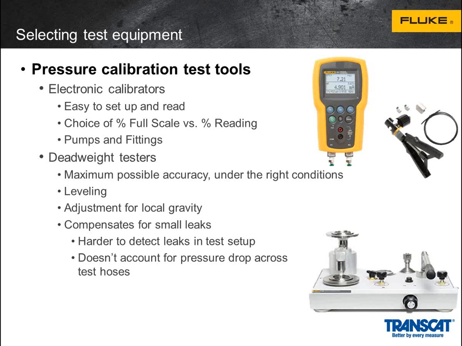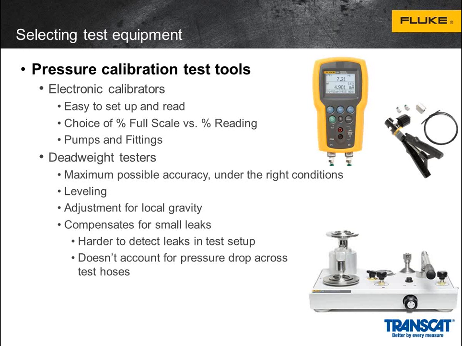We'll talk a little bit about deadweight testers. Deadweight testers actually provide the highest possible accuracy. We talked before that because it's the cash register, even small errors have an outsized financial impact. Deadweight testers can give you the best possible accuracy. The caveat to that is it's only under the correct conditions. For example, the unit needs to be level. You'll need to make an adjustment for local gravity, which can be quite challenging. If you are more than 3,000 feet above or below where the unit was calibrated, or if you are more than 3 degrees outside of the latitude of where the unit was calibrated, you'll have to make an adjustment.